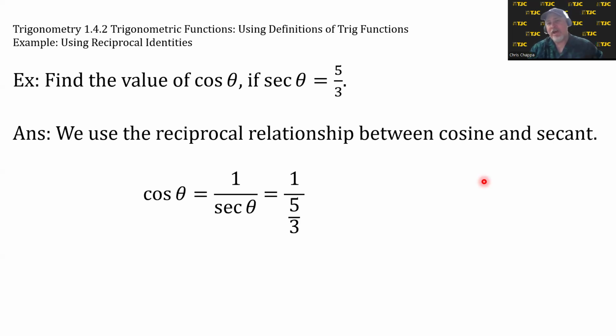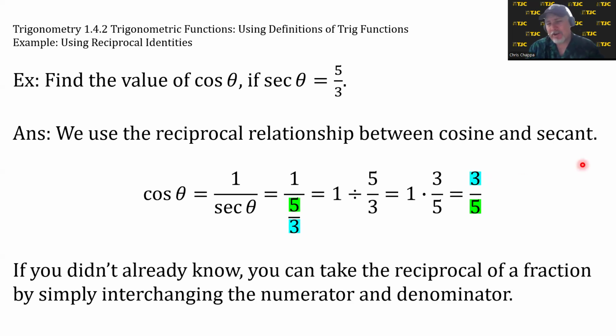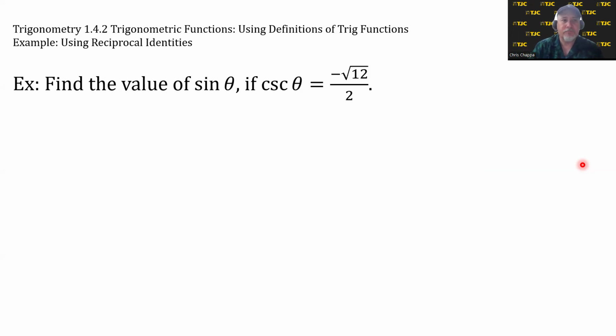And if you don't know how to get out of a fraction situation like this, just remember that every fraction is a division problem. So 1 over 5/3 is the same as 1 divided by 5/3. And to divide by a fraction, you multiply by its reciprocal. So it becomes 1 times 3/5, which is 3/5. And if you didn't already know, you can take the reciprocal of a fraction by simply interchanging the numerator and denominator. The reciprocal of 5/3 is 3/5.